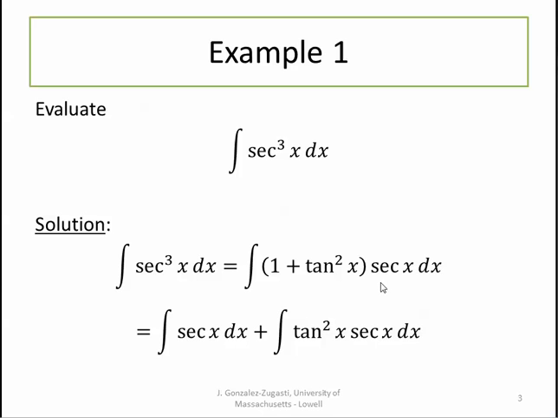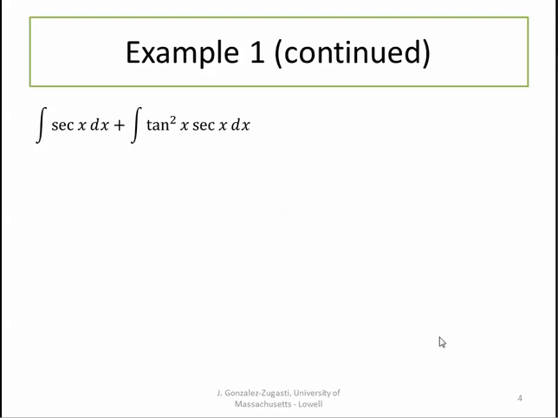Now what we're going to do is distribute the secant x across the parentheses to get this integral of secant x plus the integral of tangent squared x secant x. Now the integral of secant x we just said was equal to the natural log of secant x plus tangent x. So now what we need to do is evaluate the integral of tangent squared x secant x, and we will do that by peeling off a power of tangent x.